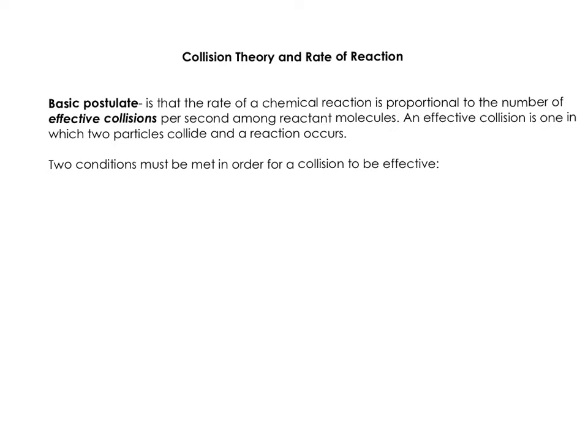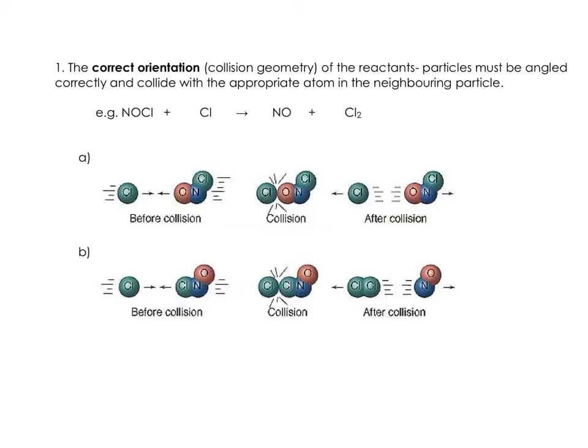An effective collision is one where two particles collide and a reaction occurs. Two conditions must be met in order for a collision to be effective. The first one is that the molecules have the correct orientation or collision geometry. So the particles have to be angled correctly and collide with the appropriate atom on a neighboring particle. For this example, we've got NOCl plus a chlorine atom coming together.